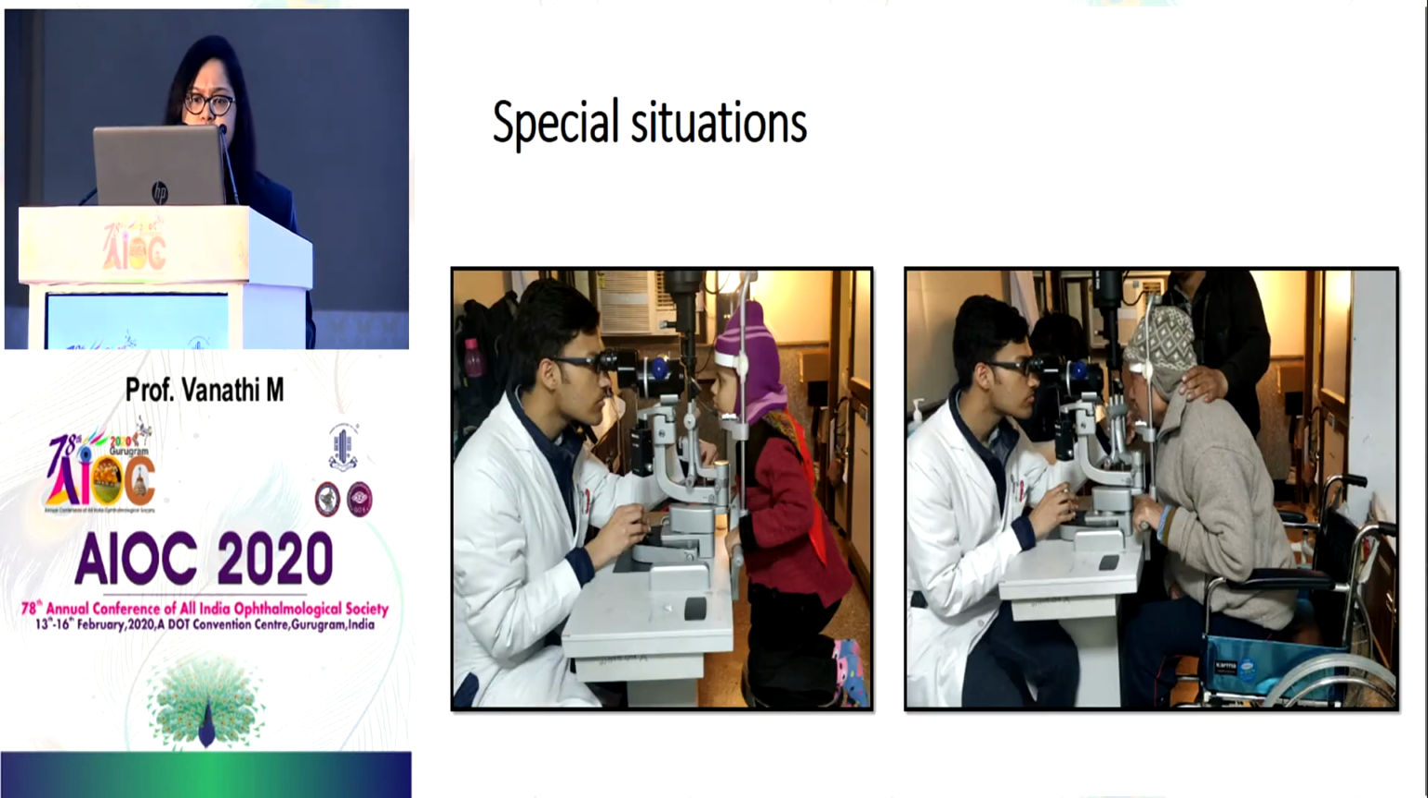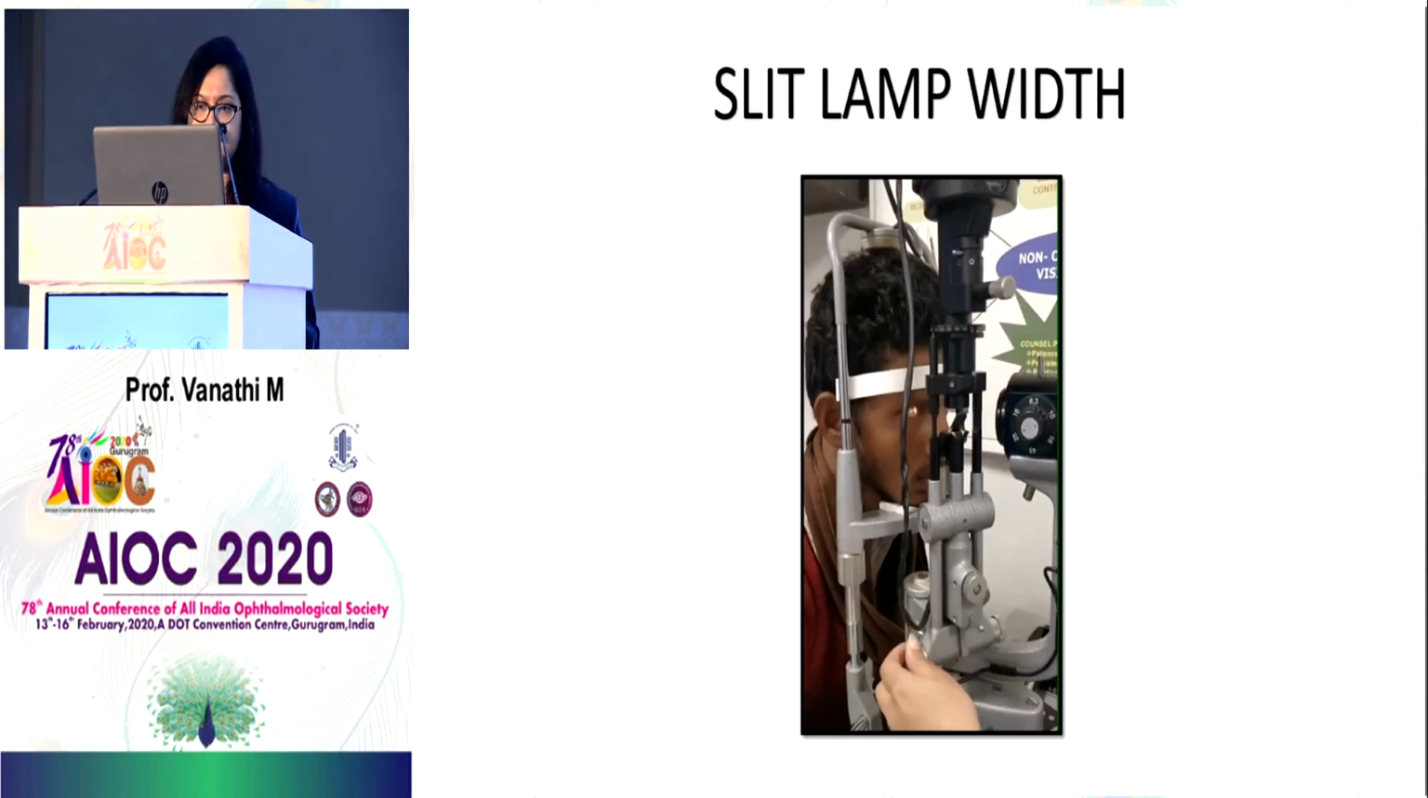There are some special situations when you get to examine pediatric patients and morbid patients. Pediatric patients you can examine in a standing position also, or you can position the child like this, or you can ask the parent to keep the child on their lap and then examine accordingly. Patients who are not able to walk, like this hemiplegic patient, it was very difficult for him to shift to the slit lamp, so we can examine the patient in the wheelchair itself.